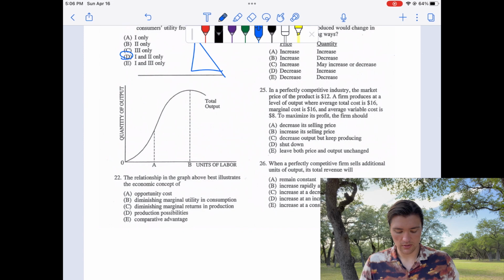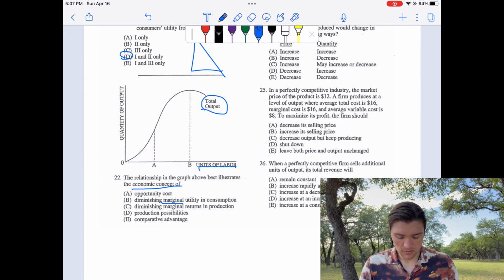Number 22, the relationship in the graph above best illustrates the economic concept of, all right, so we're looking for total output and labor. Is this opportunity cost? No, because we're not giving up something here. We are showing the total output. Is it the diminishing marginal utility in consumption? Well, we're not dealing with consumption here, okay?